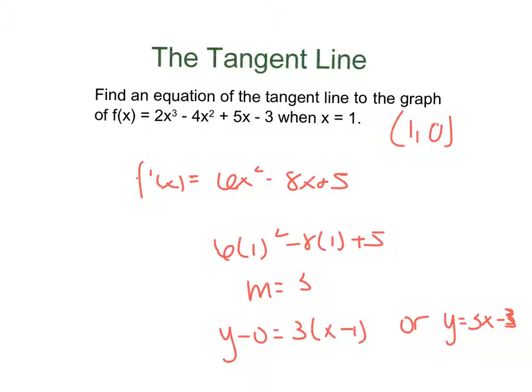All right, folks, hopefully you got either y minus 0 equals 3 times x minus 1 or y equals 3x minus 3. So if you forgot to plug in the 1 to get the point, make sure you do that into the original equation, right? And then you need to figure out the derivative, plug in the 1, get your slope, and so on.